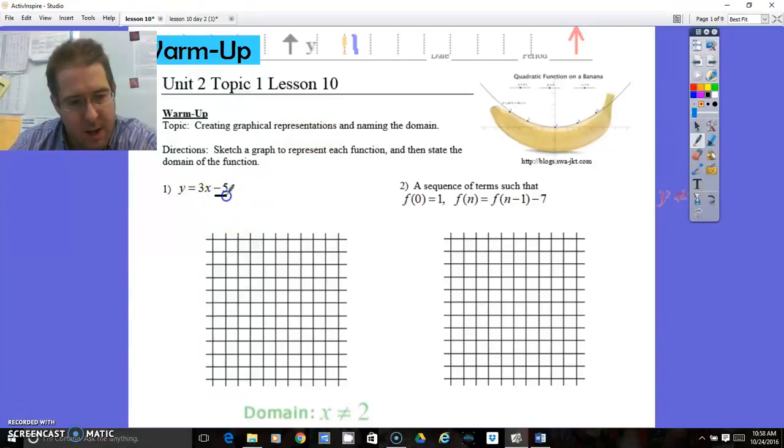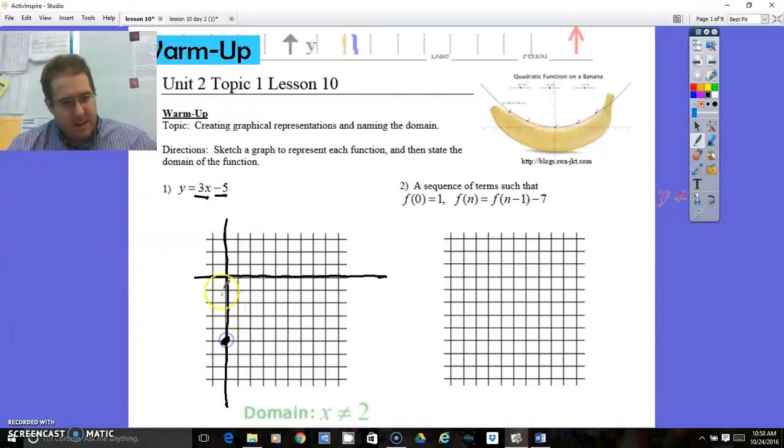So this is starting at -5, and it's increasing by 3. So I'm going to be very strategic in where I put my x and y axis. I'm going to put it all the way up here because I'm going to start at -5. 1, 2, 3, 4, 5. And then it's going to increase by 3. 1, 2, 3. And then the next term is going to be increased by 3. And there you go. There's what the line looks like.